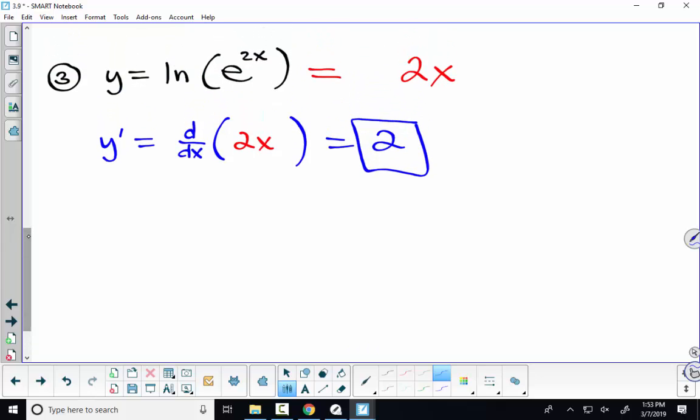But let's say you fail to remember that. It's the natural log of a function. The derivative of the natural log of a function is 1 over the function times the derivative of the function.